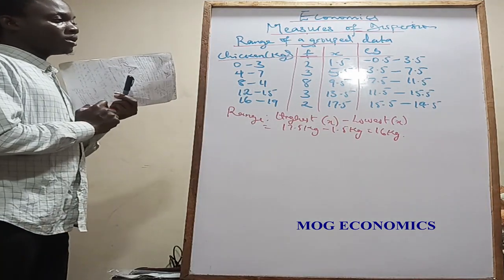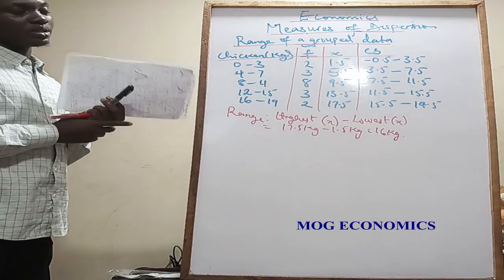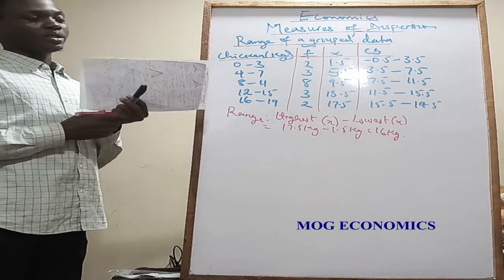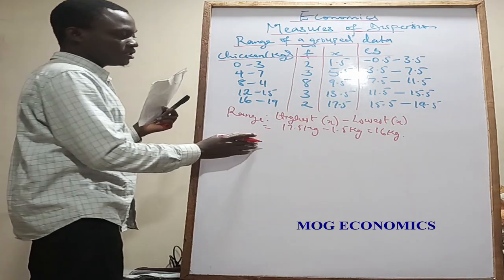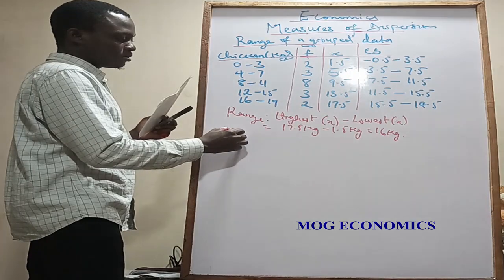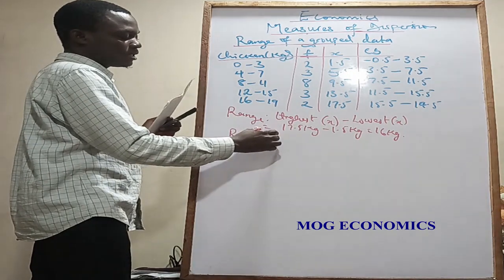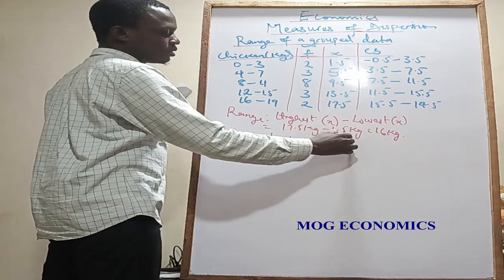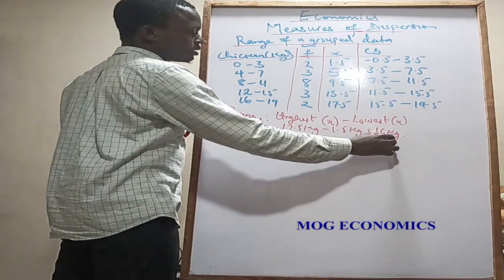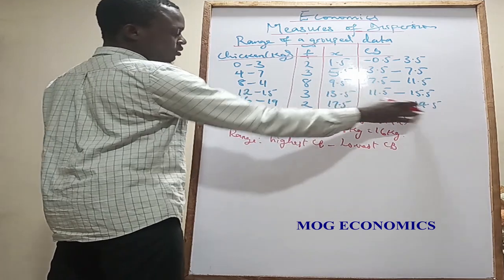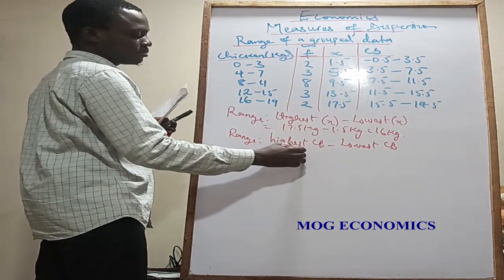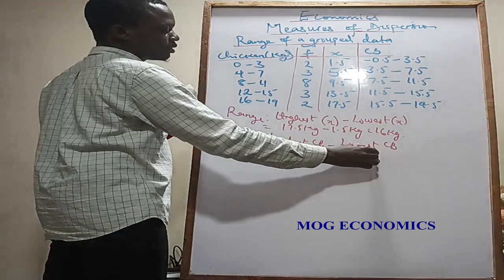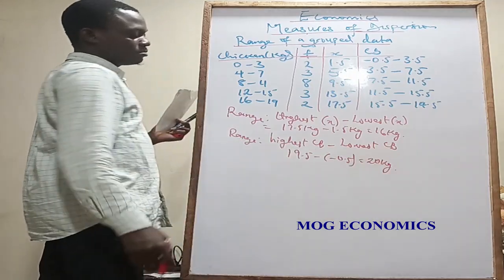The second formula is to use a class boundary. So you use the highest class boundary minus the lowest class boundary. Now, I didn't say the class limit. So range could also be the highest class boundary minus the lowest class boundary. So what's the highest class boundary here? 19.5 minus 0.5, and this is equal to 20 kg. So any of them could be used.